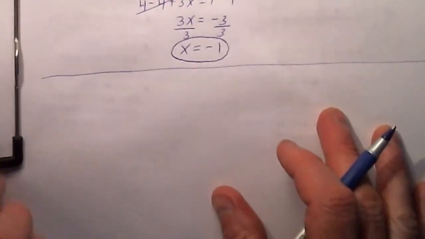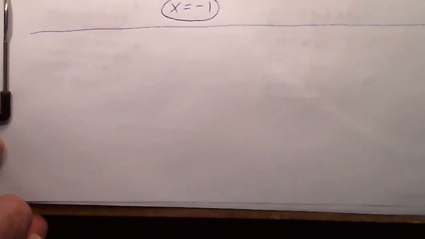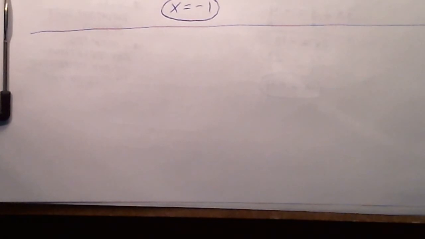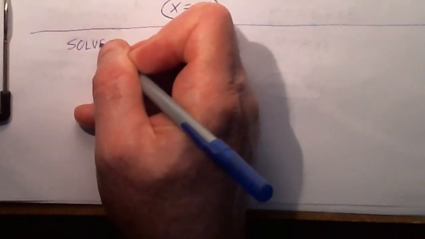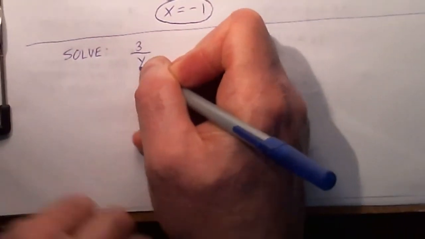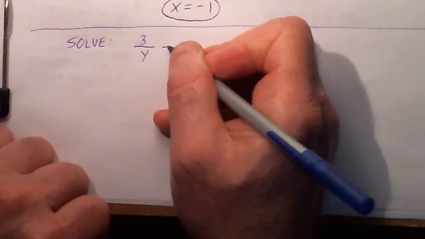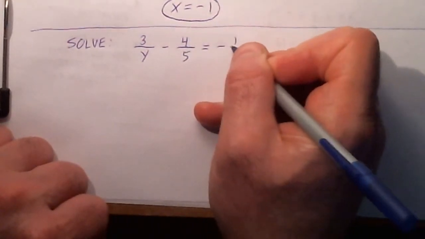All right, let's try another one here. All right, we'll try to solve this one. 3 over y minus 4/5 is equal to -1/5.